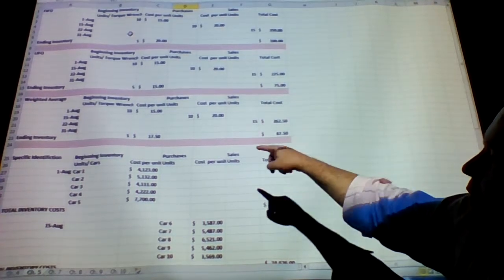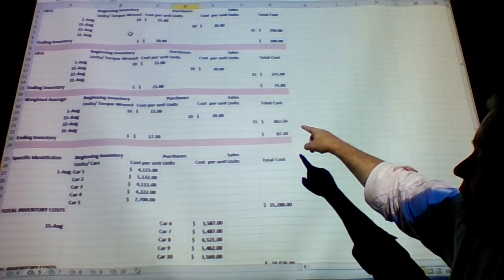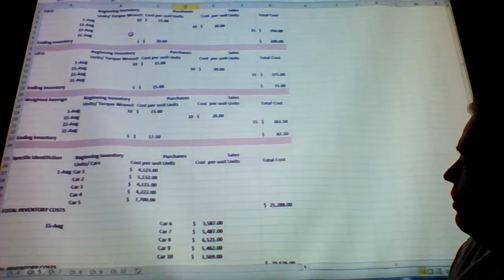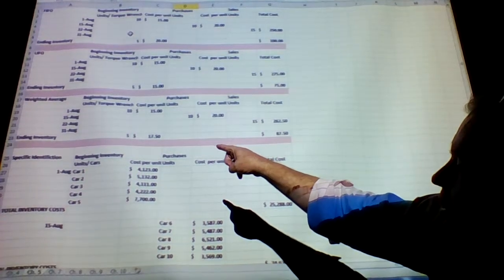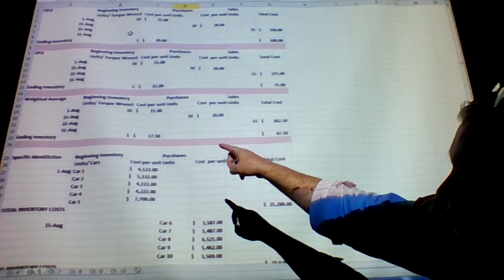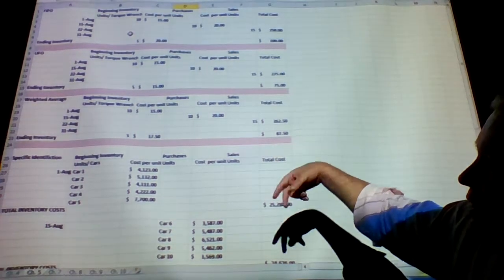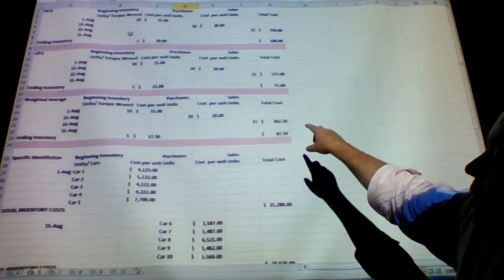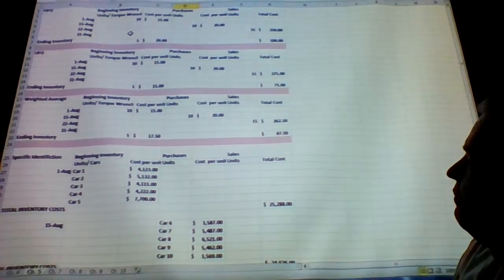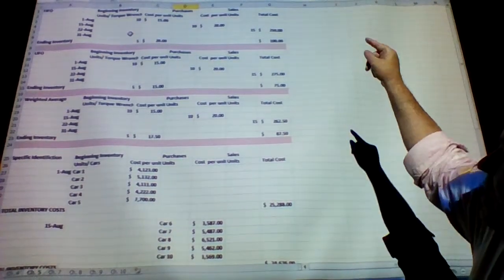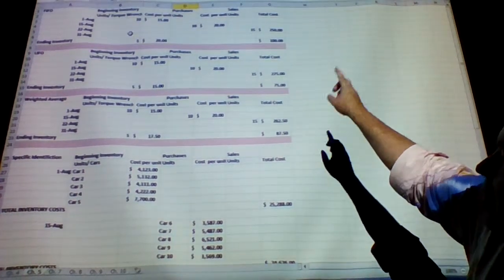You sold 15 of them at $17.50. Your total cost of sales was $262.50. And over here, your ending inventory with the weighted average is 5 units left at $17.50, because that's the price we came up with from weighted average. That means our inventory is worth $87.50.